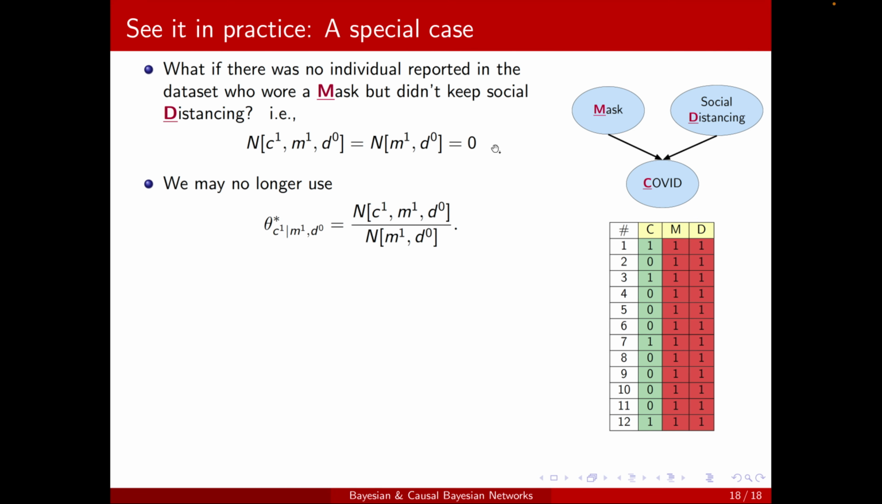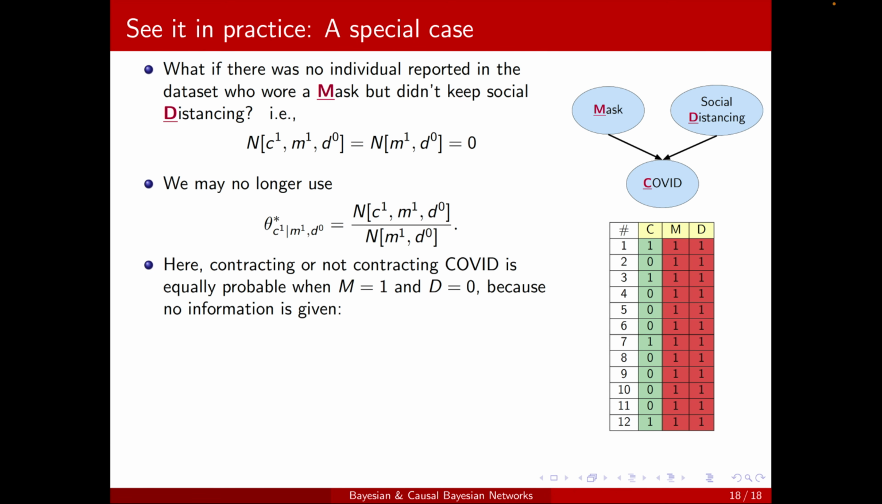Now, how can I calculate and find my MLE optimal theta that I did in the previous slide using this formula? The denominator is 0. I can no longer use this formula. Here we can interpret the situation as we don't see the case of M equal to 1, D equal to 0 in the data set. So to us, there is no information about this situation, and therefore, contracting or not contracting COVID, we want to know what is the situation with C, they're equal. We can consider them to be both equal to 50%.